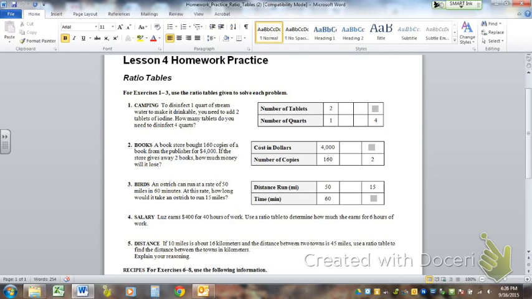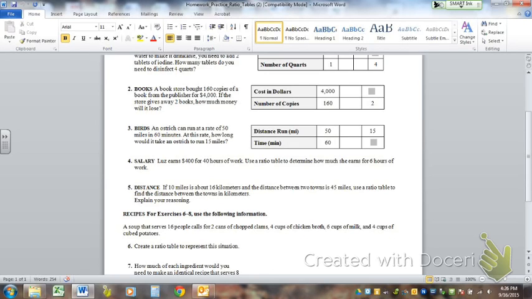So let's take a look at number 2. The bookstore bought 160 copies of a book from the publisher for $4,000. If the store gives away 2 books, how much money will it lose? So we have to divide and reduce 4,000 and 160. So let's just look at the 4 and the 16. What number goes into both 4 and 16? And the answer would be 4.